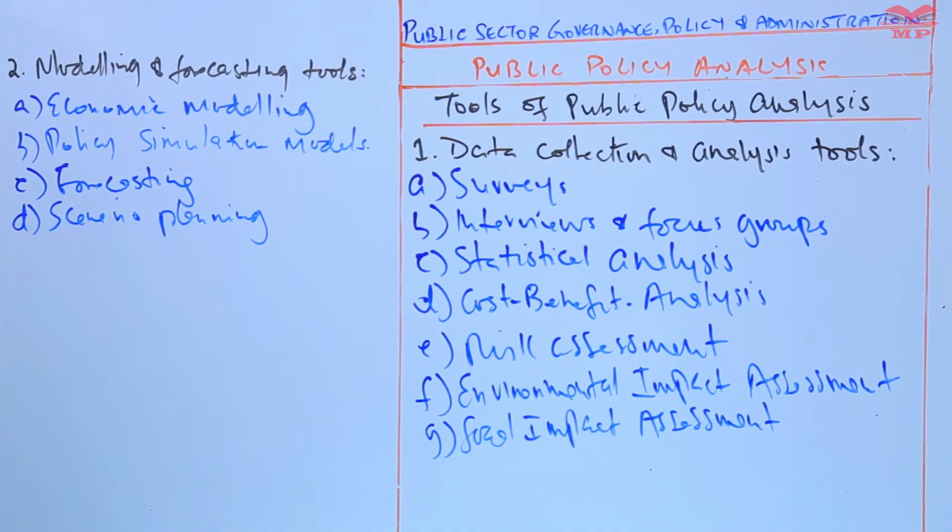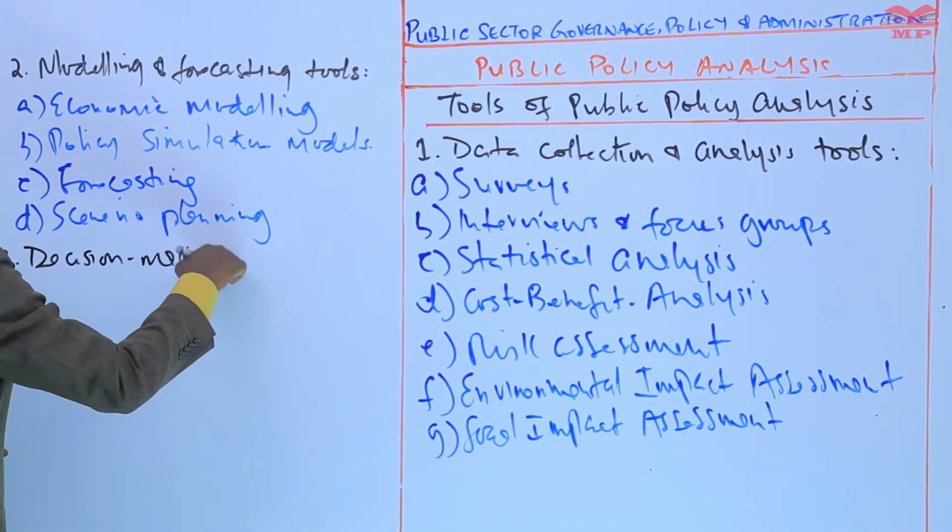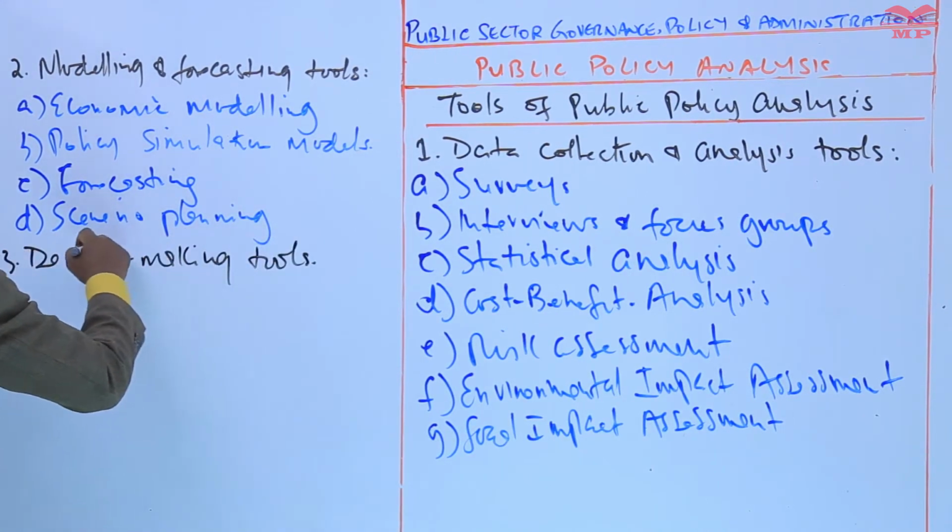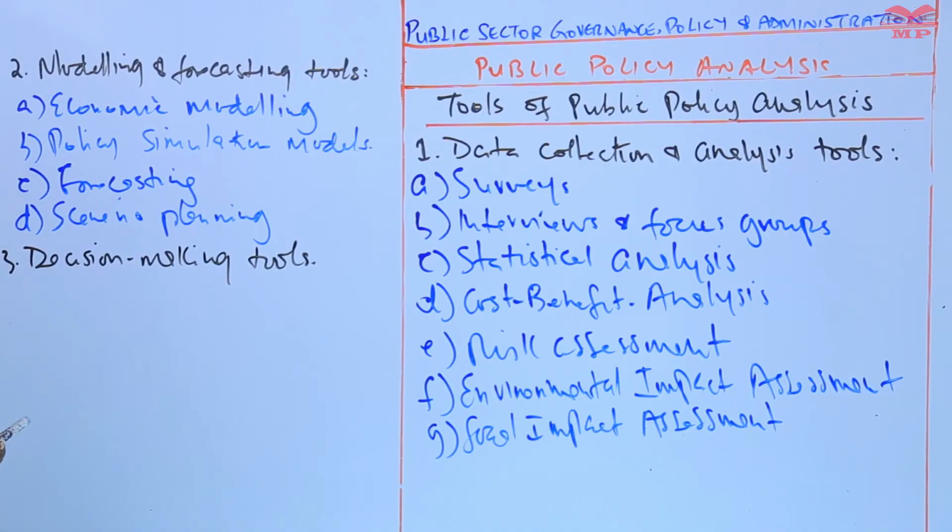The third category is decision-making tools. Number 3, decision-making tools. What are the decision-making tools that are used in public policy analysis? The first decision-making tool is decision analysis.